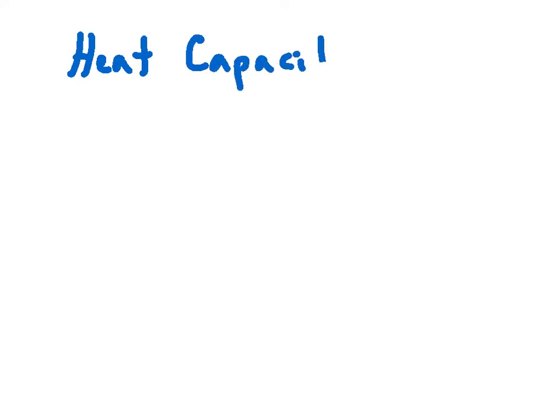The final part of Unit 3 has to do with heat capacity. Heat capacity is a topic that we talked about, and actually we used it in a number of ways, whether you realized it or not. But we watched a video, we did a lab, and we talked about specific heat capacity, which is indicated with a little c.